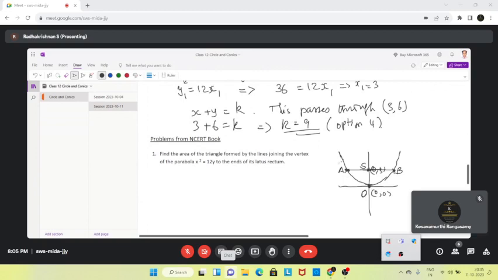So now the question is, this triangle OAB, right? What is the area of OAB? So what is the base of this triangle? I'm talking about length AB. So what is the base and what is the height?